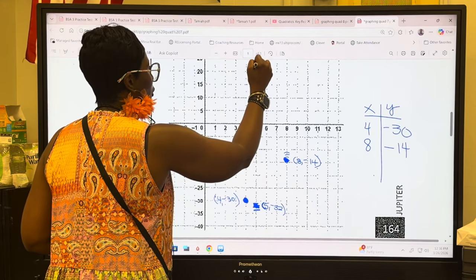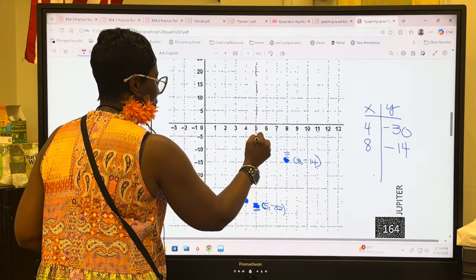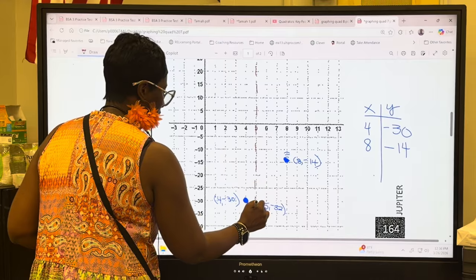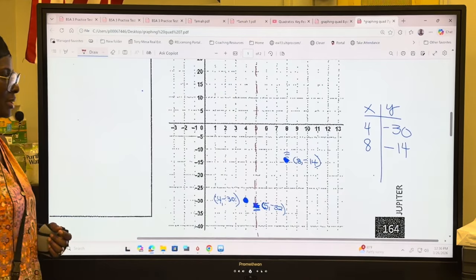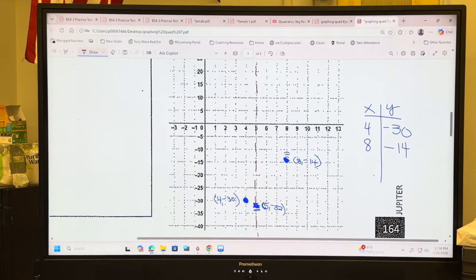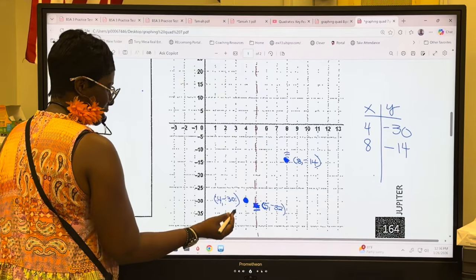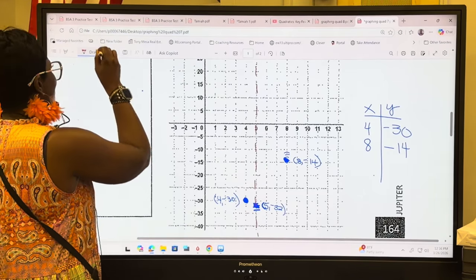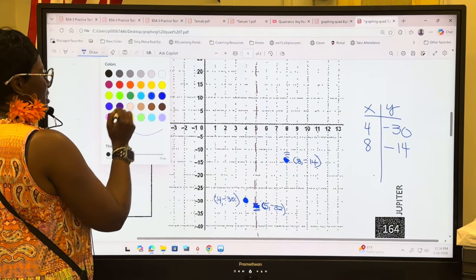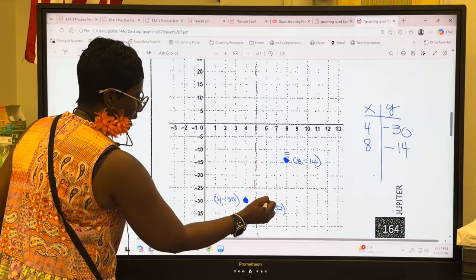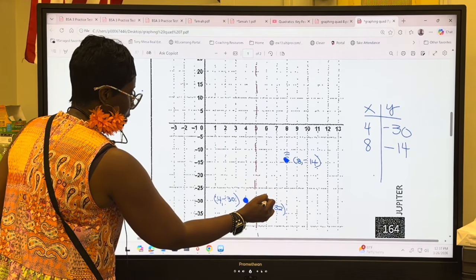I'm going to put a line right down the middle through this 5 because our equation was x equals 5, right? Everybody see that? Yes? Now, what do I notice? I got 1 point to the left of my axis of symmetry. So what can I do over here? Put it on the right.